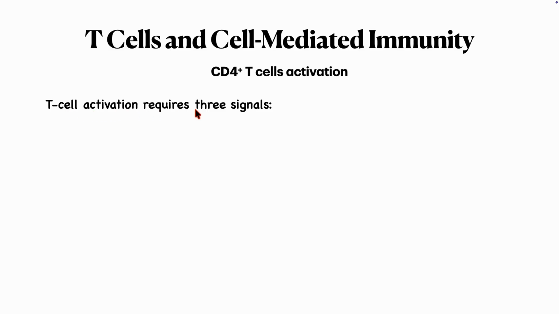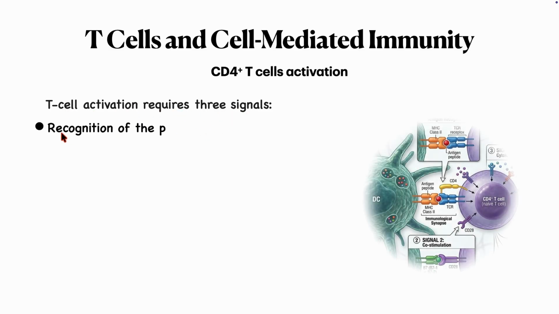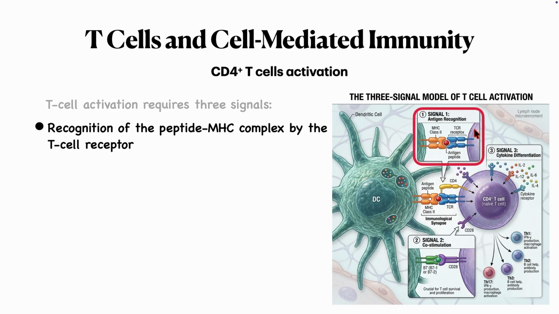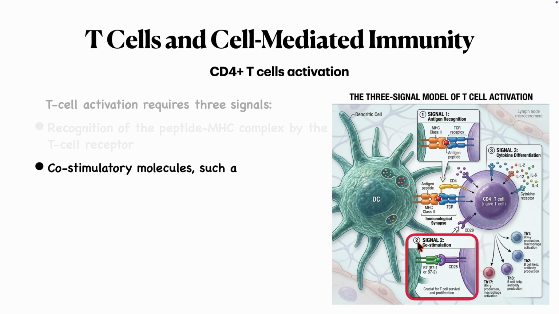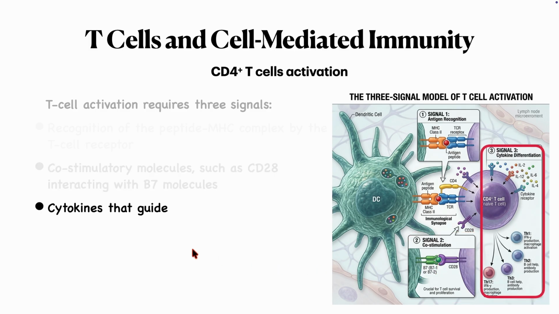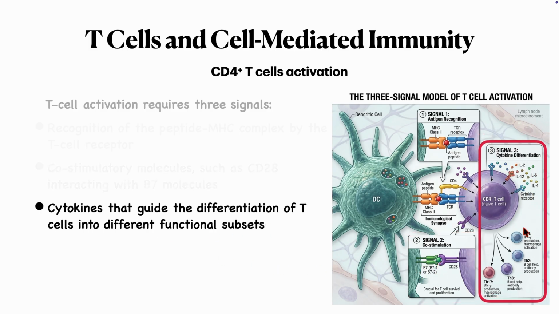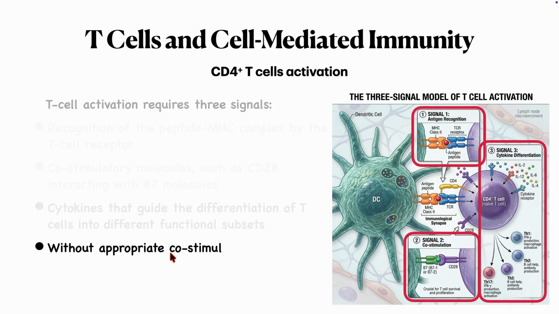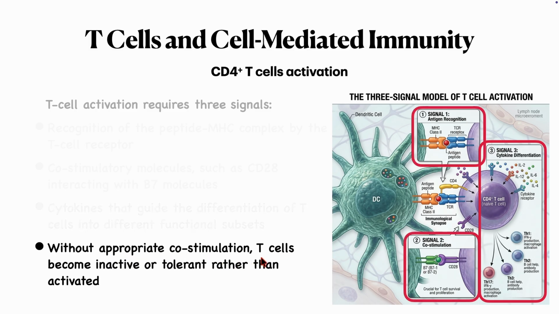Full T cell activation requires 3 signals. First, recognition of peptide MHC complex by the T cell receptor. Second, co-stimulatory molecules such as CD28 interacting with B7 molecules. Third, cytokines that guide the differentiation of T cells into different functional subsets. Without appropriate co-stimulation, T cells become inactive or tolerant rather than activated.